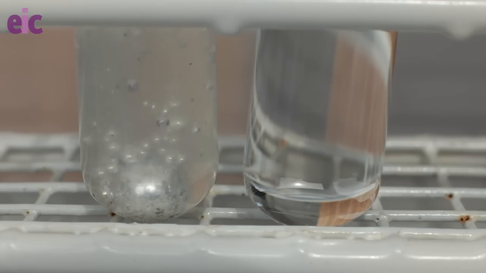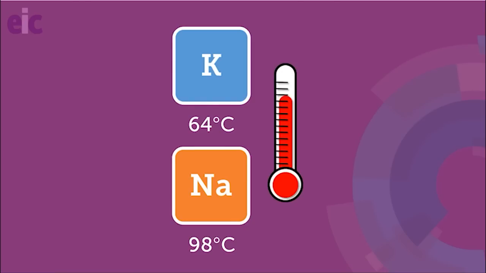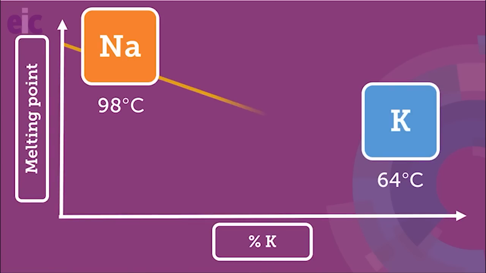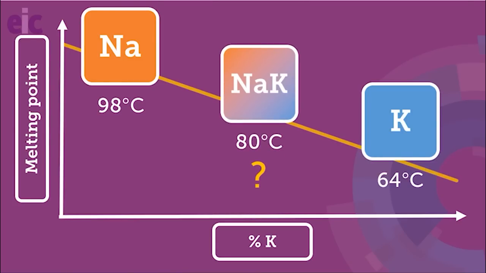Take for example its melting point. Sodium melts at 98 degrees and potassium at 64 degrees. If you were to mash up a mixture of the two, what would be a sensible prediction for its melting point? Perhaps somewhere around 80 degrees?